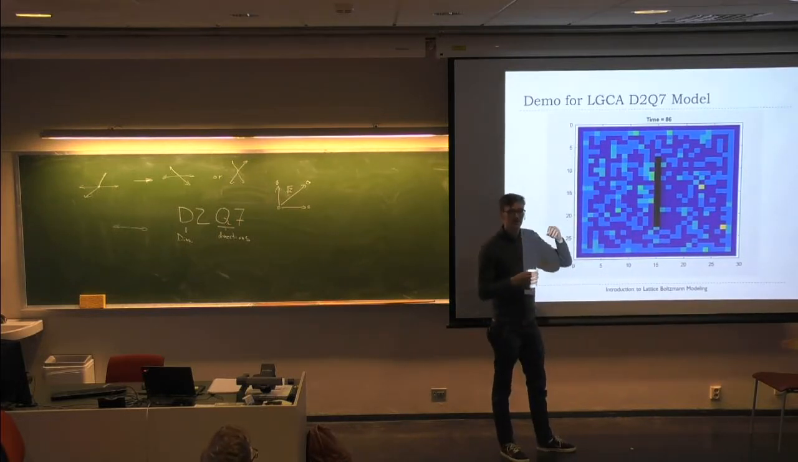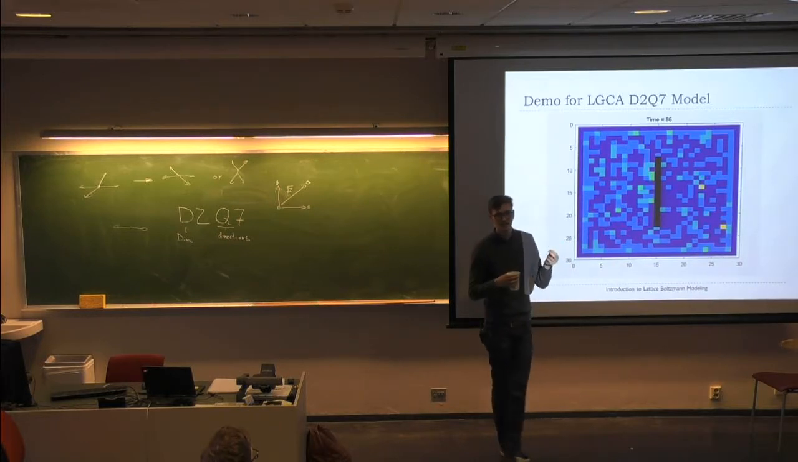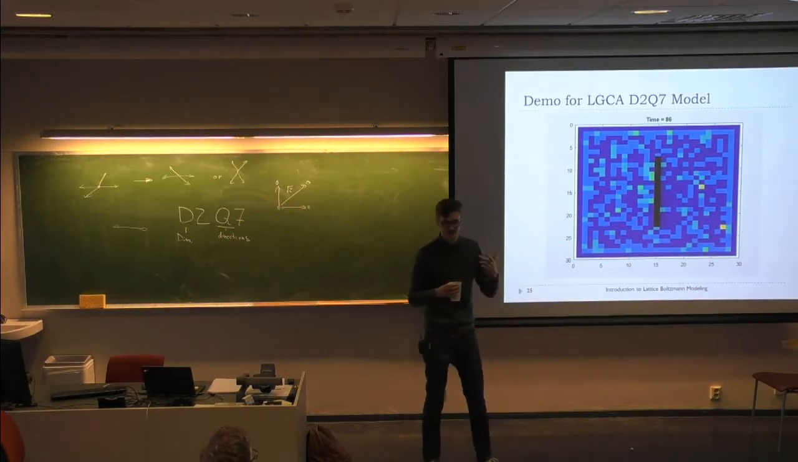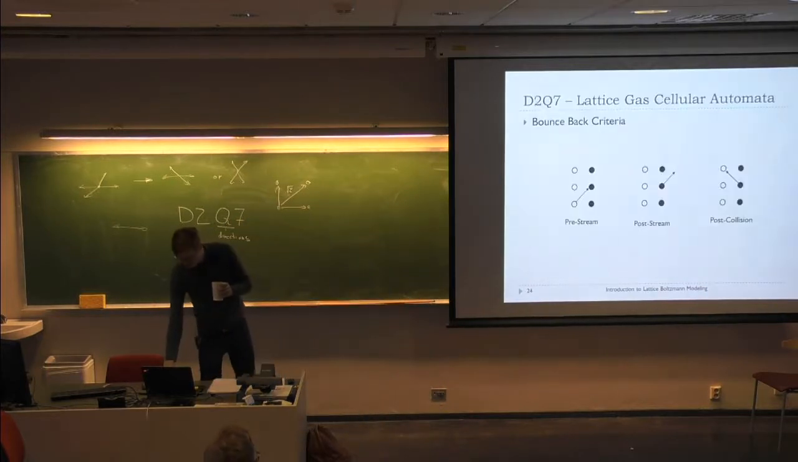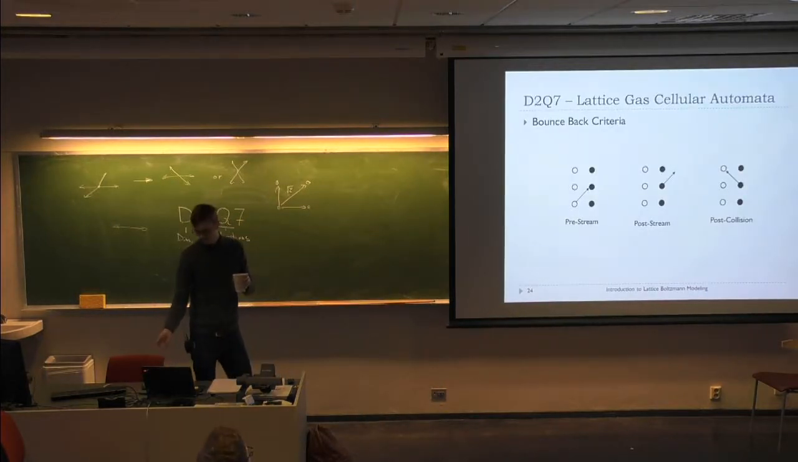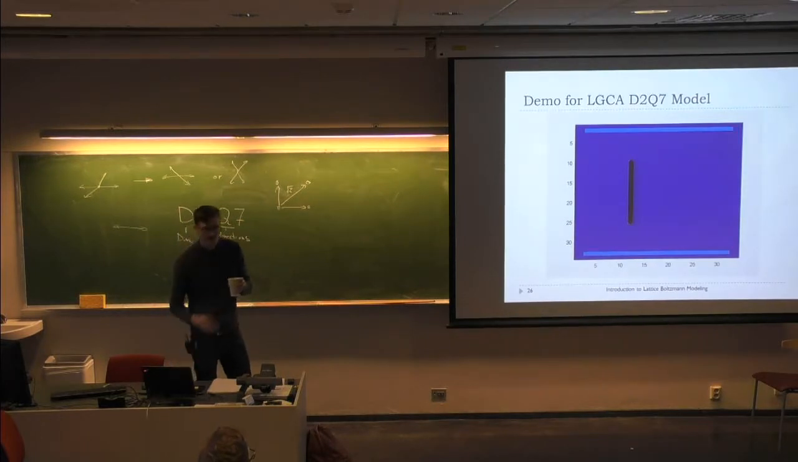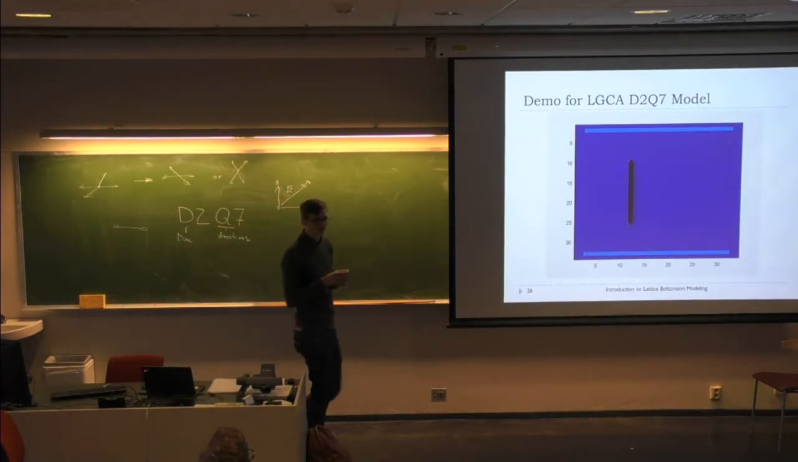One thing to point out is that you can see that along my boundary, it looks like there are particles on my boundary or in my boundary, and that's because I defined my bounce back criteria like this. So post collision, the particle is actually in the boundary. That's just something you need to be aware of.